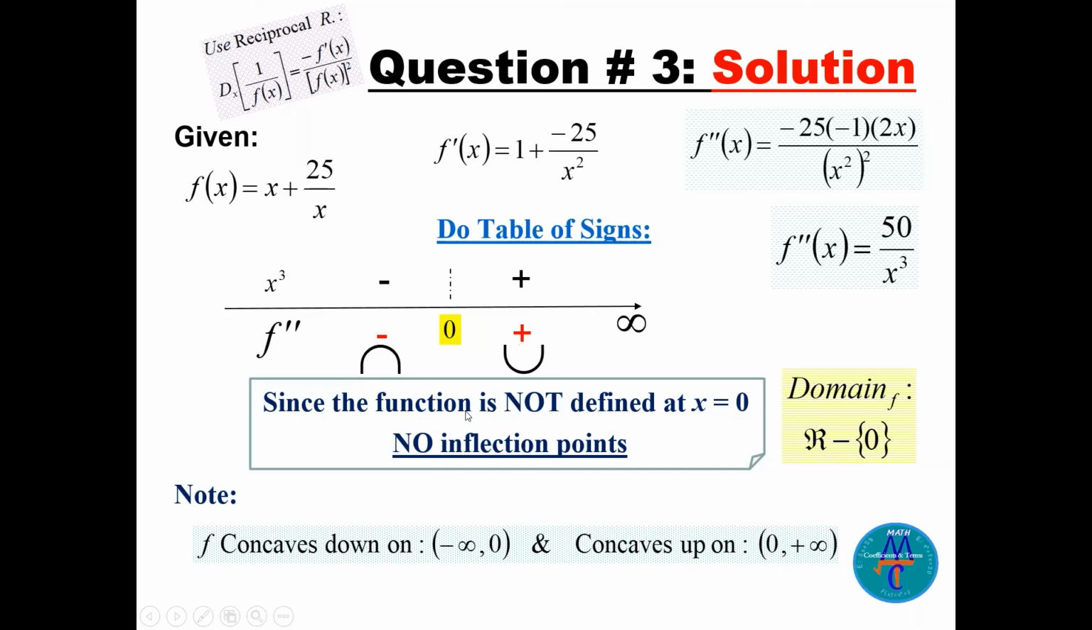But why don't we have any inflection points? Now, there are no inflection points in this function because the domain of the given function f is R except 0. And at 0, we have a change in concavity, but it is not in the domain, unfortunately. So we cannot accept it as an inflection point. So that's a little tricky.